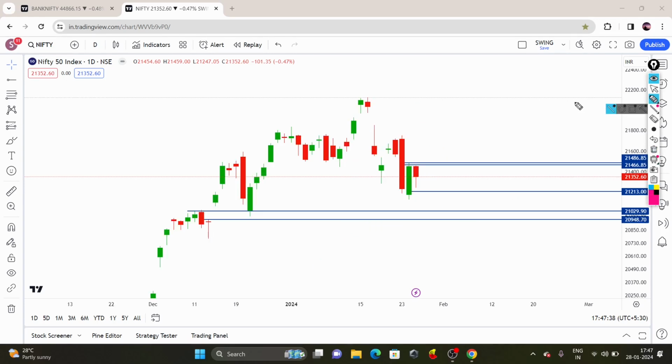So this is my plan for Nifty and Bank Nifty tomorrow, and this week it will be very important for Nifty and Bank Nifty, because major events are happening in the market. So we have to be very focused on these events.